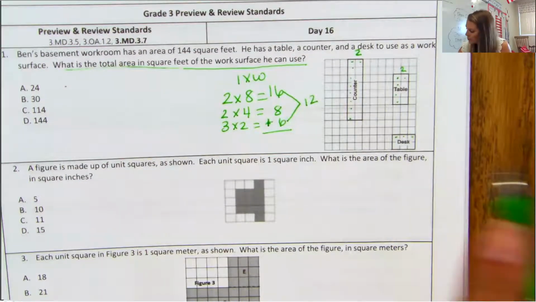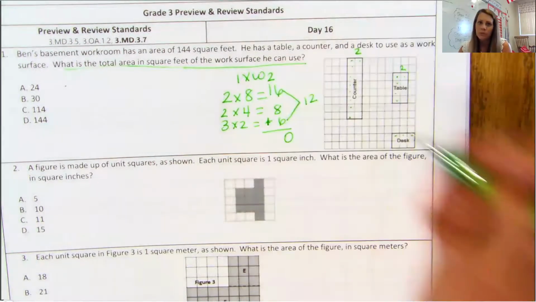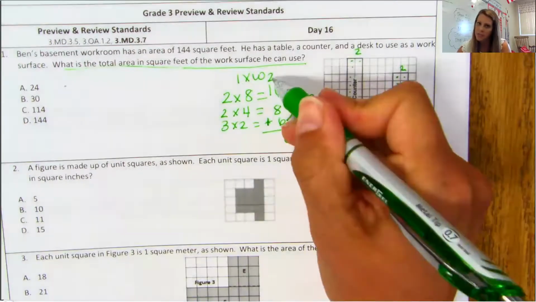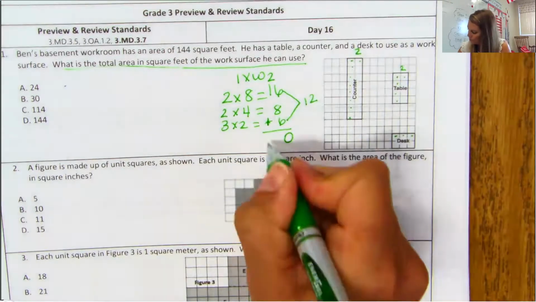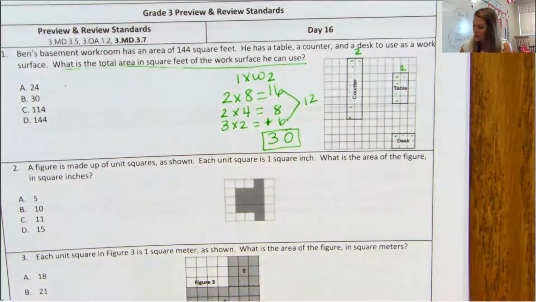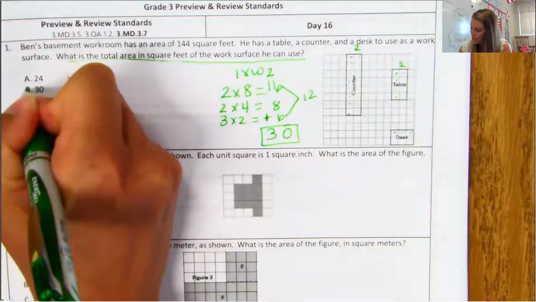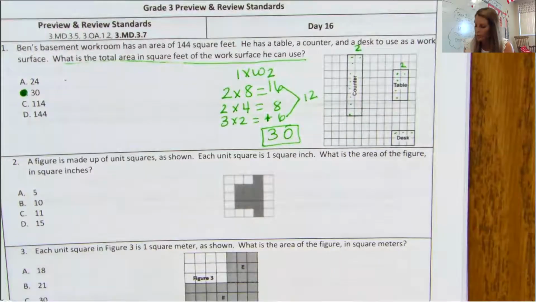12 plus 8 equals what? 20. So I put down my 0. I carry my 2. Then I'm going to add my tens place, 2 plus 1, which equals what? 3. So what's the total area? B, 30, right? Make sure you're bubbling nice and dark and hard.